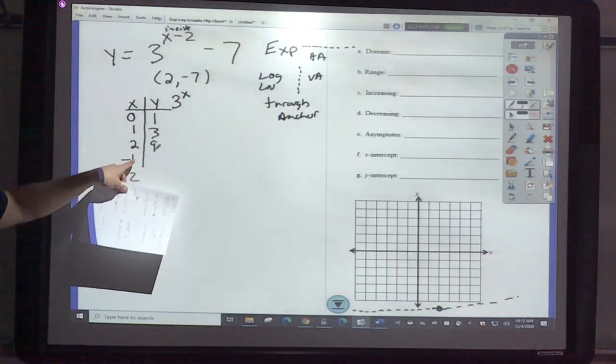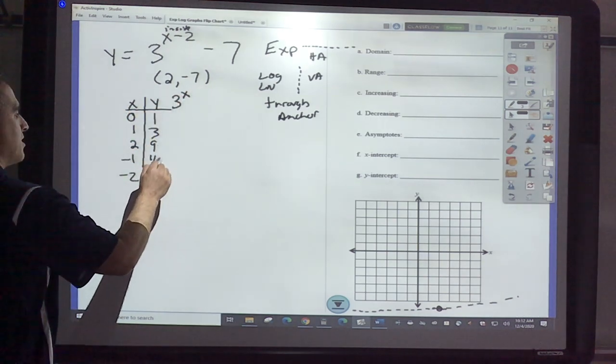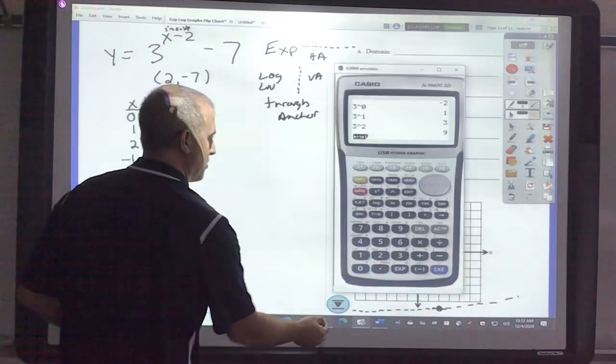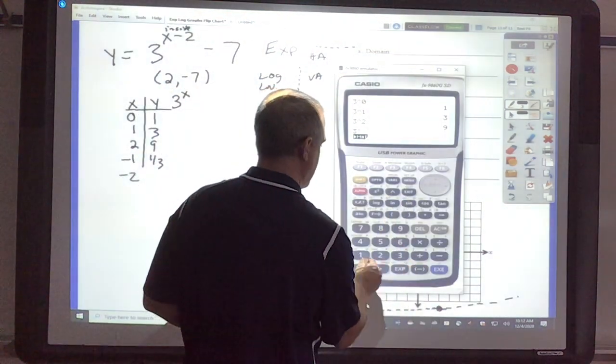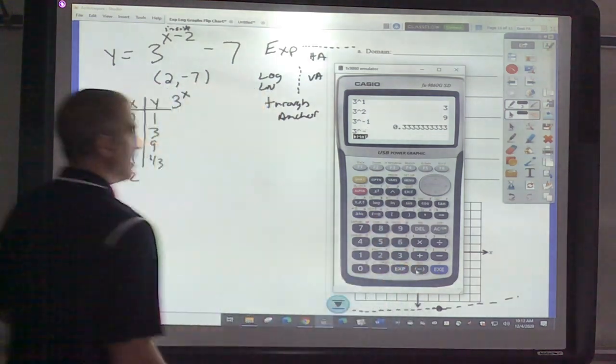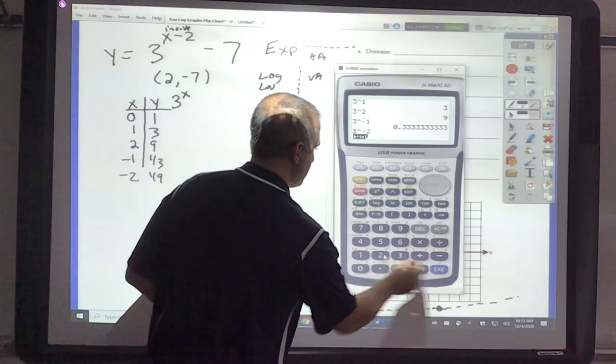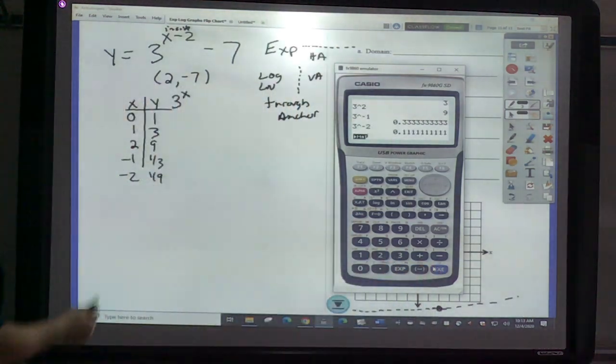Now, the concept of 3 to the -1, what that's going to be, it's going to be 1/3. So it like flips this. That's what's a little bit different. So 3 to the -1 is 1/3. 3 to the -2, okay, now that's going to be 1/9, okay, all right, because remember, negative exponents flip that.